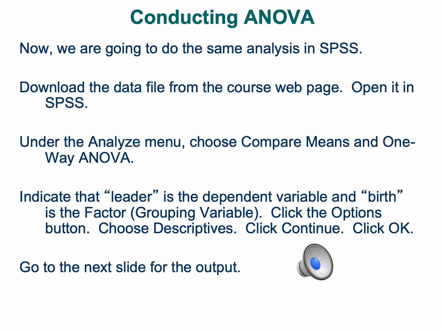Go to the Analyze menu in SPSS, choose Compare Means, and then choose One-Way ANOVA. Indicate that leader is a dependent variable and birth is the factor, which is SPSS's way of calling the grouping variable. Click the Options button. Choose Descriptives, because we want to be able to see the means and the variances and so on. If you don't choose Descriptives, it just gives you the F ratio. Click Continue, and then click OK. And then on the next slide, we should be able to see the output.